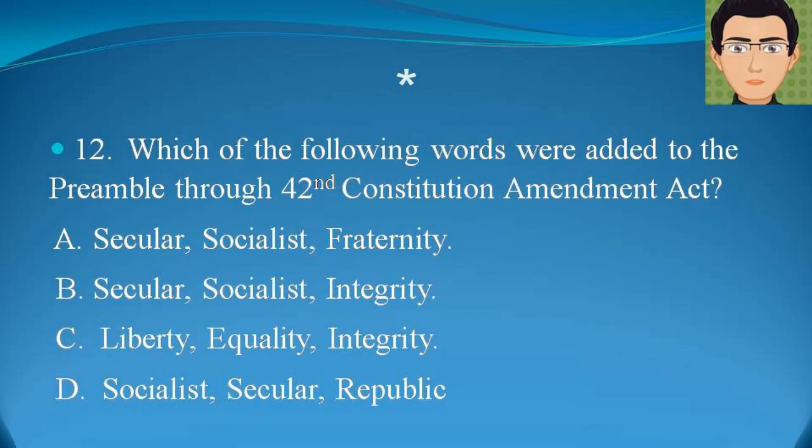Question number 12. Which of the following words were added to the preamble through 42nd Constitution Amendment Act? A. Secular, Socialist, Fraternity. B. Secular, Socialist, Integrity. C. Liberty, Equality, Integrity. D. Socialist, Secular, Republic. Answer is B. The preamble of the Constitution has been amended only once so far, through the 42nd Constitution Amendment Act, 1976. The words secular, socialist and integrity were added to the Constitution.